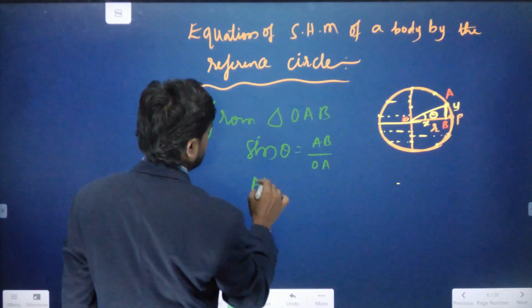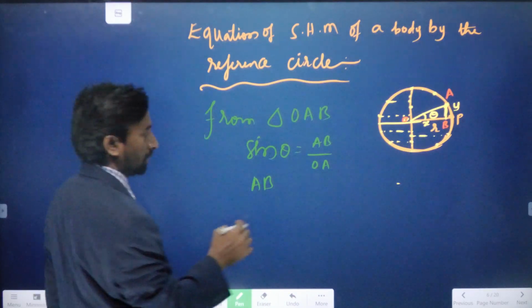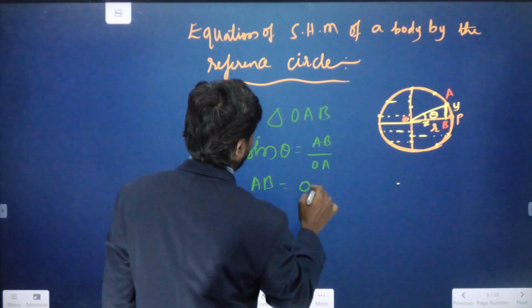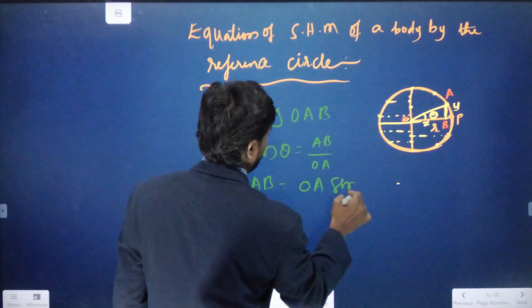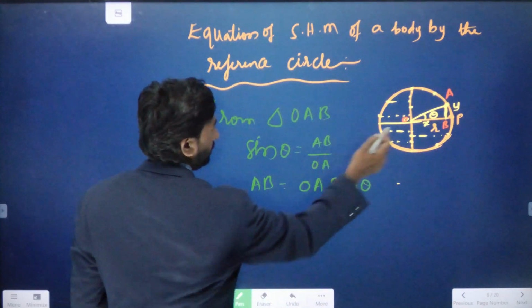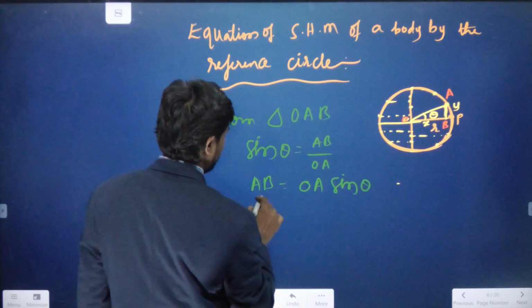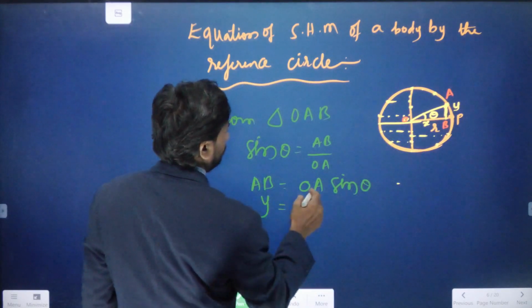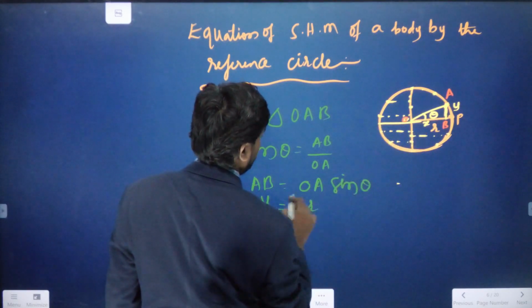Then AB is equal to OA into sin theta. Here AB is nothing but y. So y is equal to OA, which is nothing but r, into sin theta.